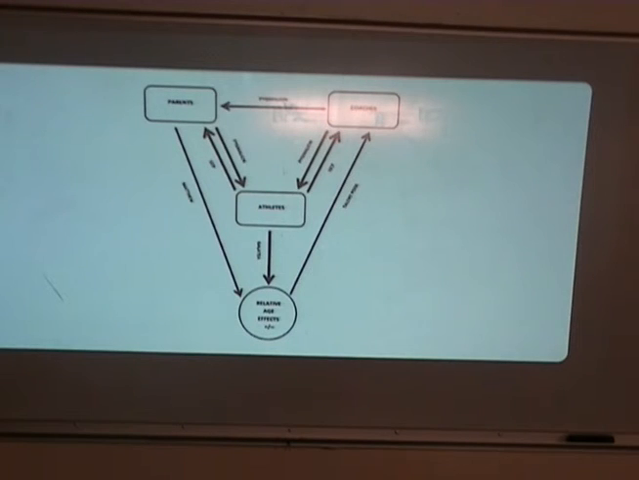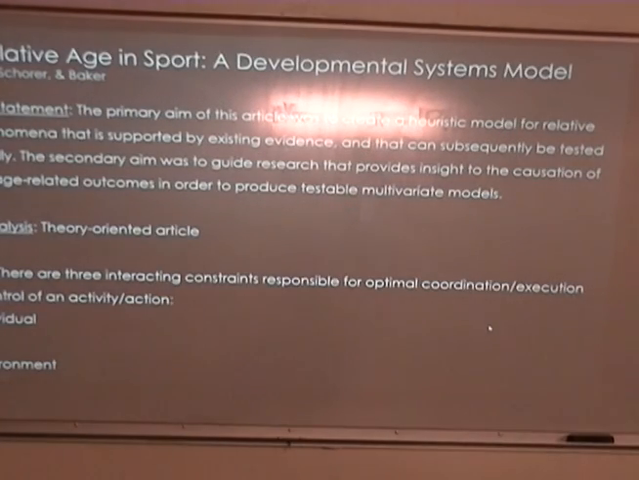And so, this first article got me thinking, and the second article right here kind of caught my eye. If you can go ahead and switch to the next slide. Got it. The second article is on the relative age effect in sport and a developmental systems model.